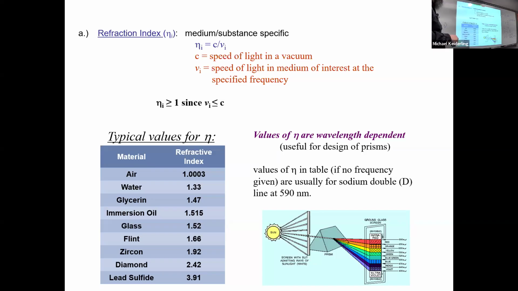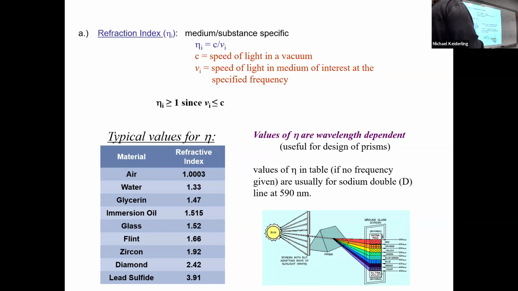Air is about 1.0003, water is about 1.33, glycerin is about 1.47, immersion oil is about 1.515, glass is 1.52. So there's a bunch of cool tricks you can do with vegetable oil and glass, because they have more or less the same index of refraction. If you put glass in vegetable oil, it'll basically vanish. It turns invisible because it doesn't bend the light at all.